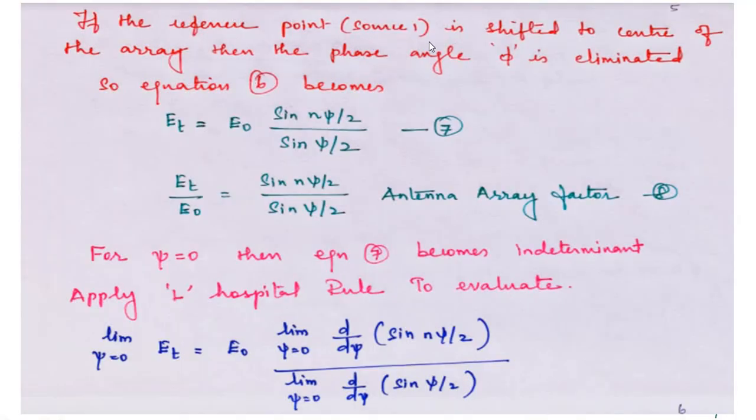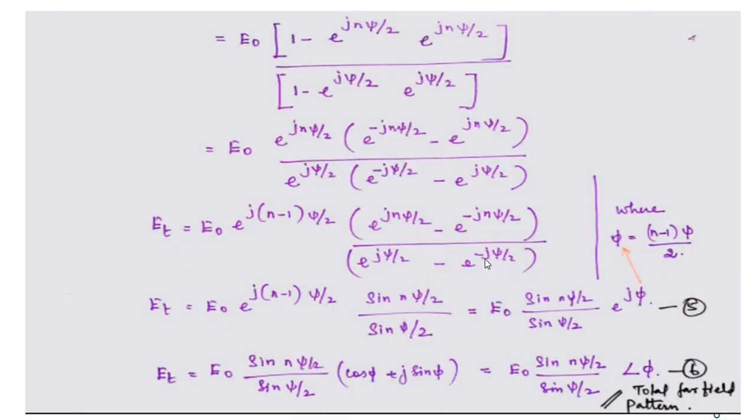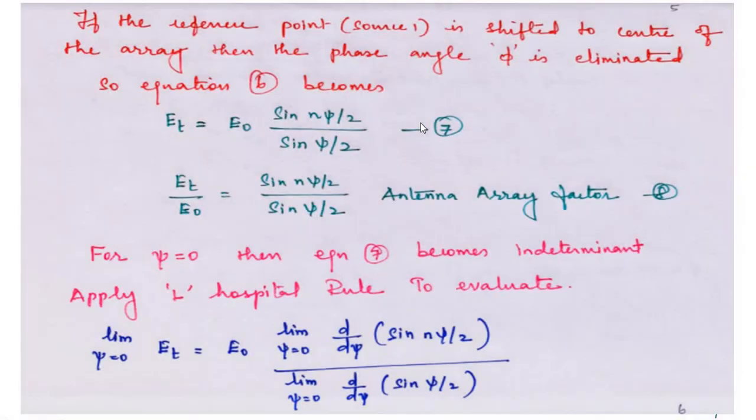And in this case, the phase angle phi can be eliminated, that is, this can be eliminated in order to get maximum power. So if you put phi is equal to 0 here, cos 0 plus j sin 0, we will have sin 0 will be 0, and cos 0 will be 1. So the term cos phi plus j sin phi can be replaced by 1. So we have this equation number 7.